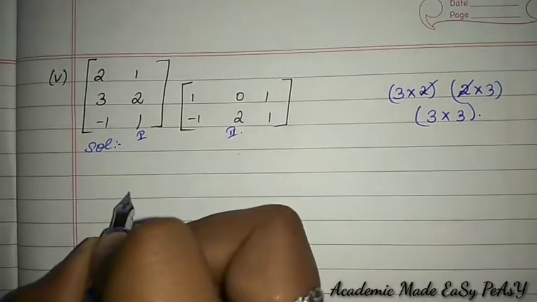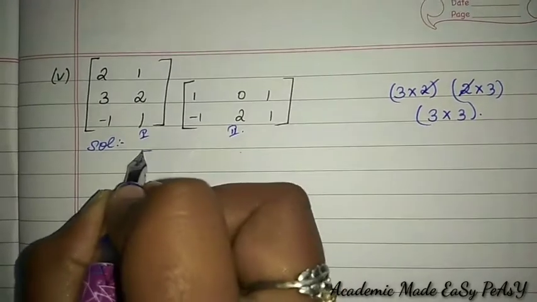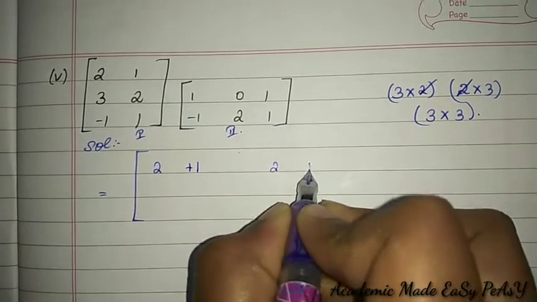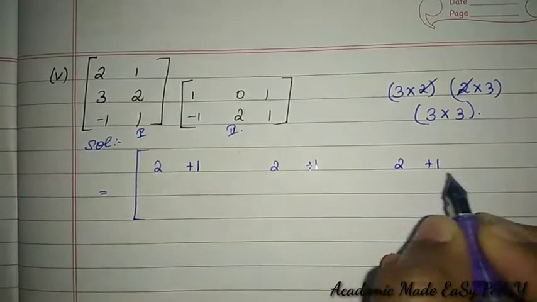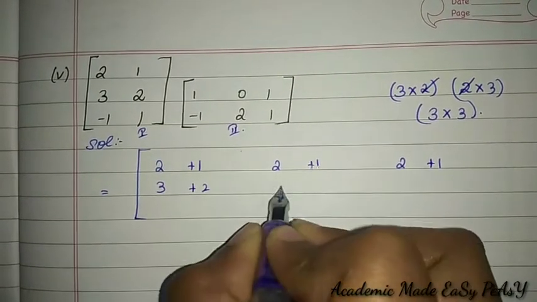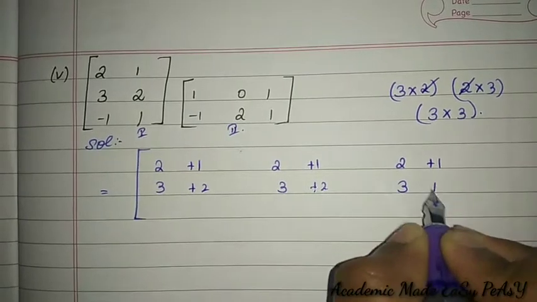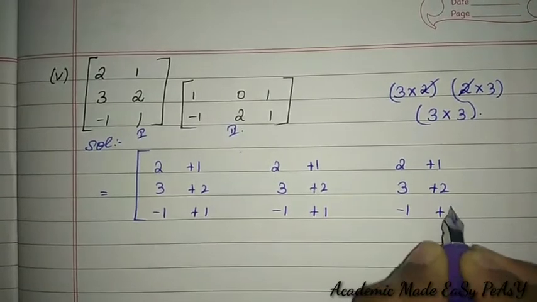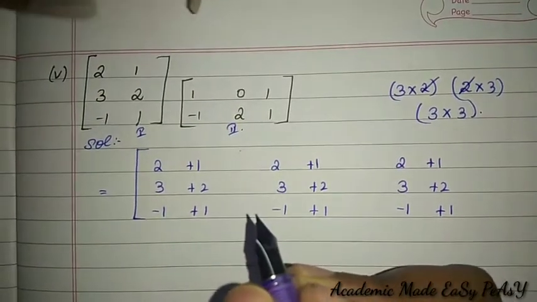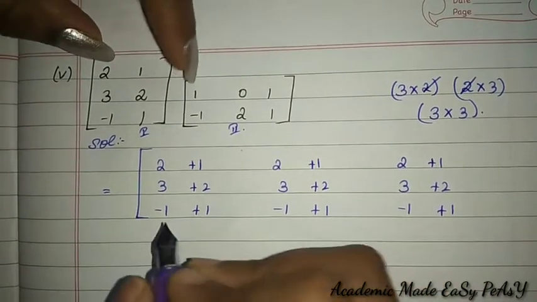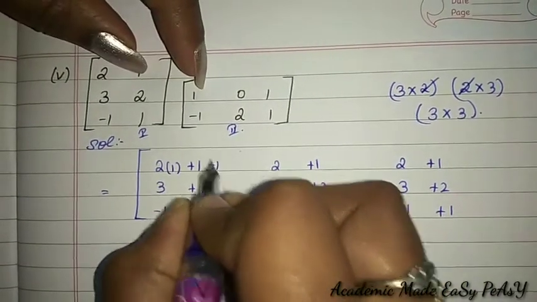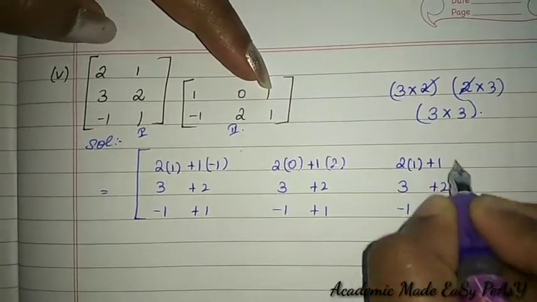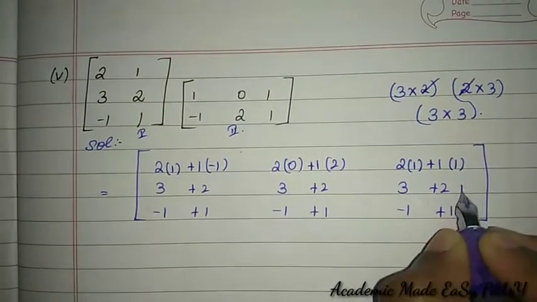So now I will just take the rows of the first matrix. So 2 plus 1, 2 plus 1, 2 plus 1. Then 3 plus 2, 3 plus 2, 3 plus 2. Minus 1 plus 1, minus 1 plus 1, minus 1 plus 1. So now I will be multiplying with the columns. First element with first element, then the second column elements, then the third column elements. So now directly I can write it down.